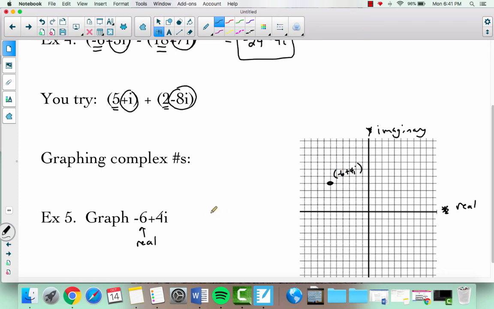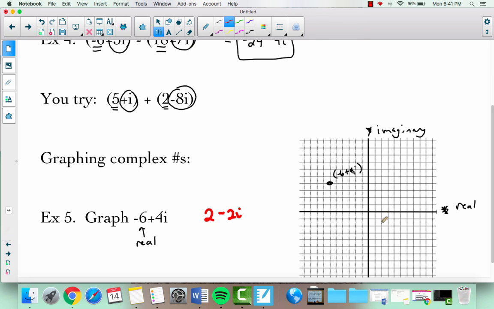Okay. You could do the same thing if I asked you to graph maybe 2 minus 2i. So the 2 here would tell you to go to the right 2. The negative 2i would tell you to go down 2. And there would be your point represented on the graph. So just like plotting a point, but now we have the real axis and the imaginary axis.